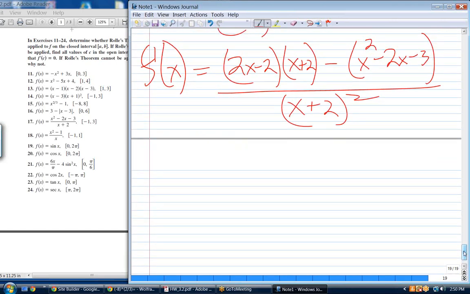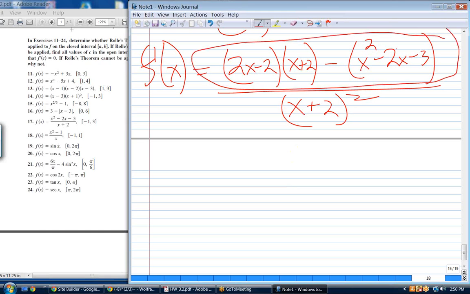I don't see much else that we can do other than expand that, combine like terms in the numerator, and see what we got. And then set it all equal to 0 and solve. Well, we can kind of see that as long as x isn't equal to minus 2, the only thing we really need to set equal to 0 is the numerator, right? Yeah. So let's simplify the numerator.